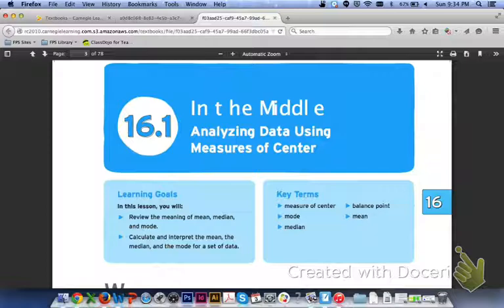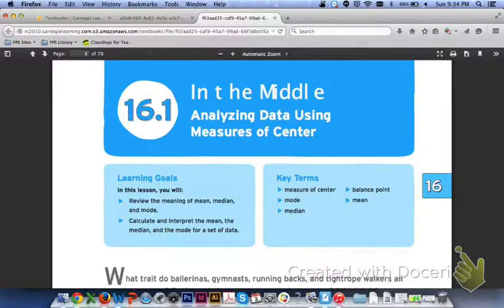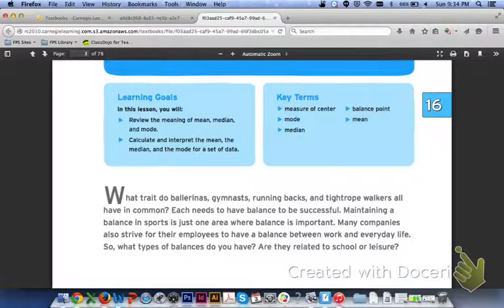So key terms: measure of center, mode, median, balance point, and mean. So the good news with this lesson is that it's going to be a lot of review for a lot of you. So let's get right into it.